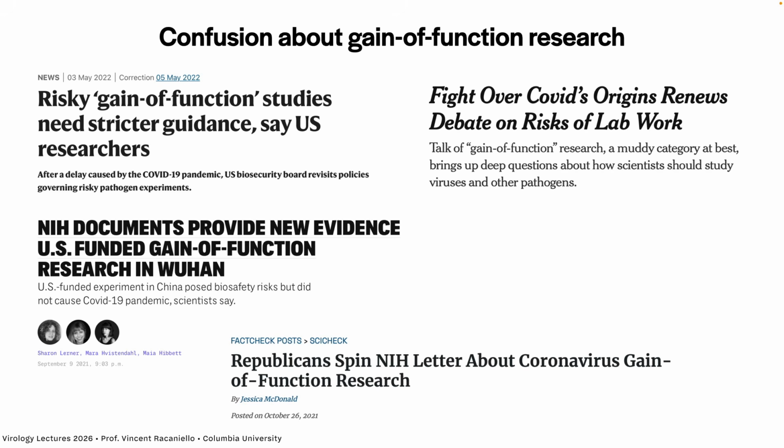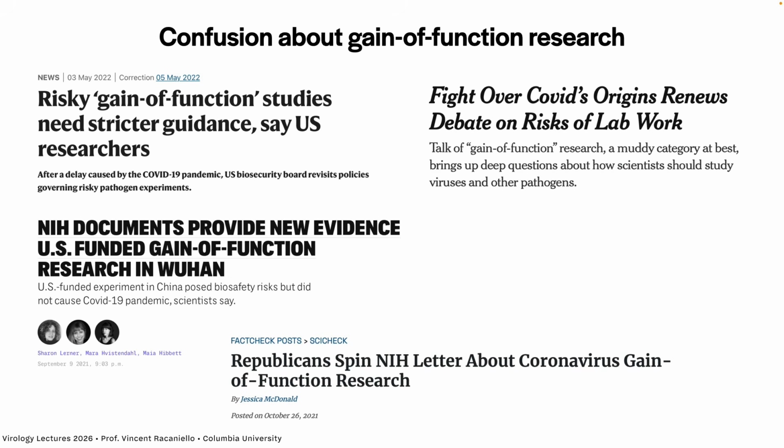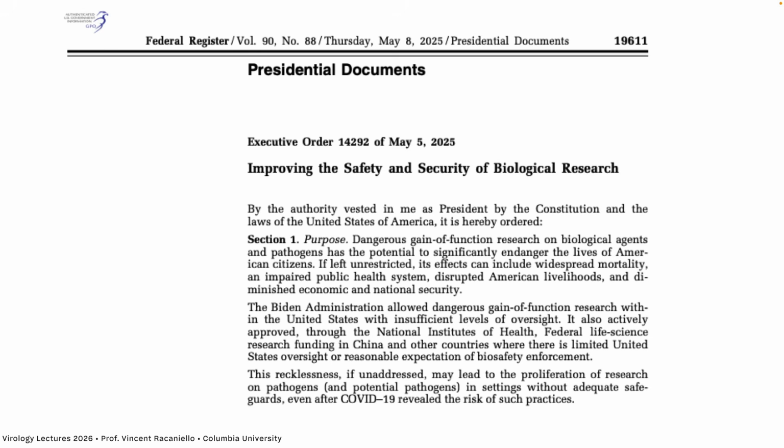"New evidence, US-funded gain of function research in Wuhan." Yeah, we knew they were doing this. This is the gain of function experiment. What's the big deal? Anyway, you see "Republicans spin NIH letter about coronavirus gain of function research." Well, the consequence of this now is that in the current administration, an executive order was released in May, improving the safety and security of biological research.